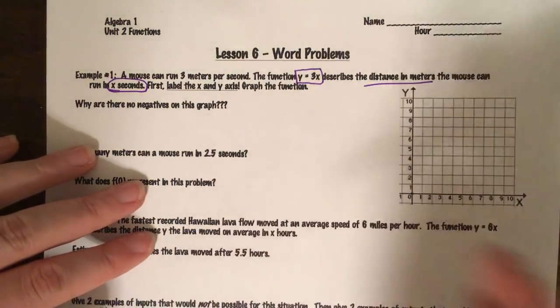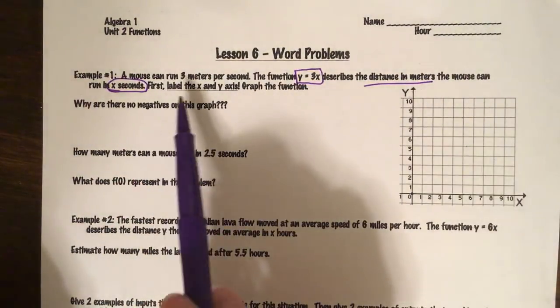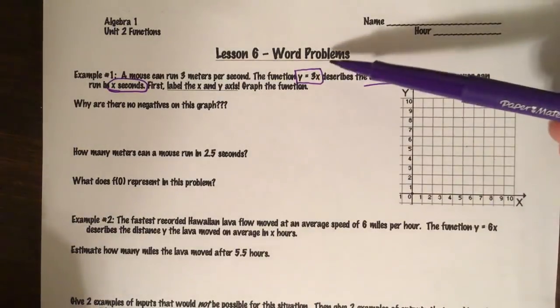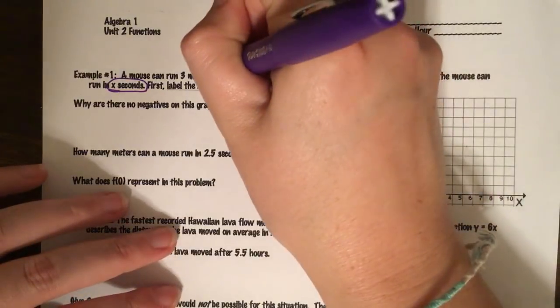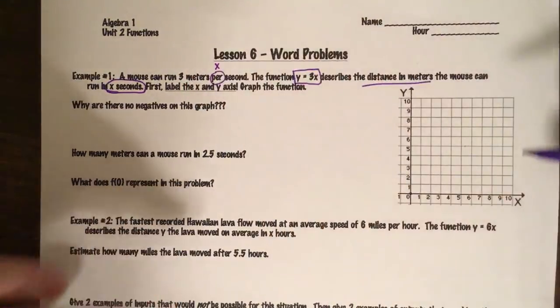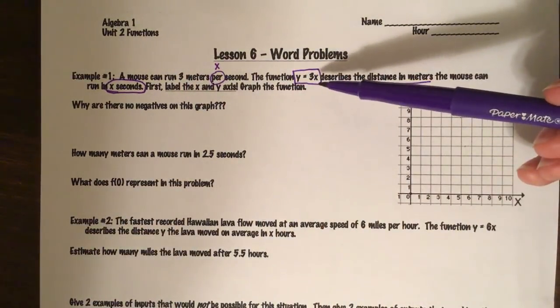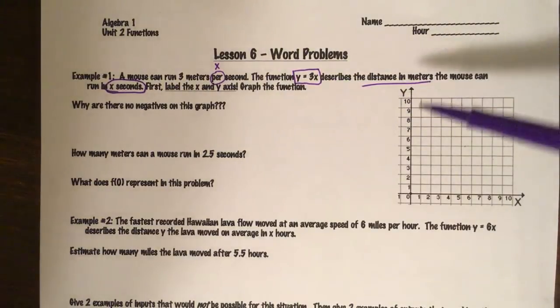So example number 1, we have a mouse that is running 3 meters per second. And we have our function here. So anytime you see the word per, that typically indicates multiplication. So we are running at 3 meters per second.